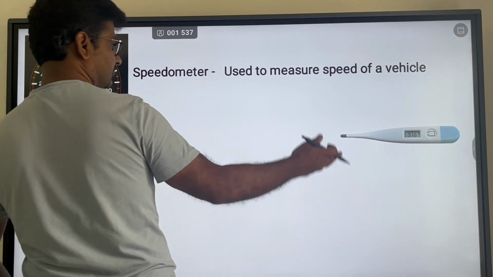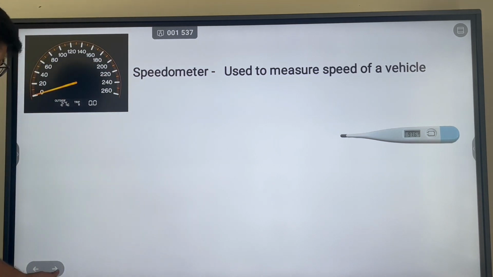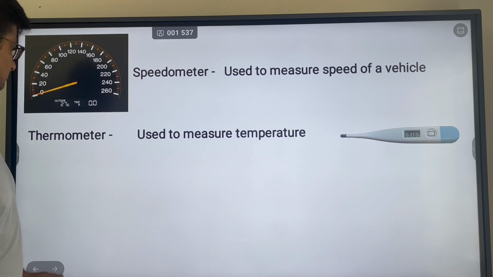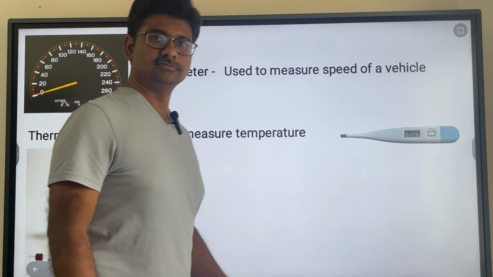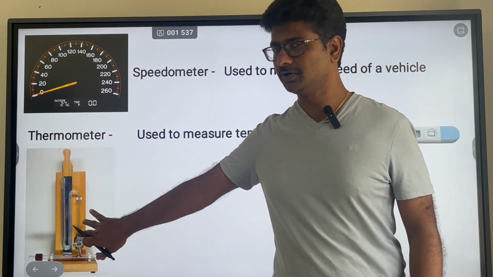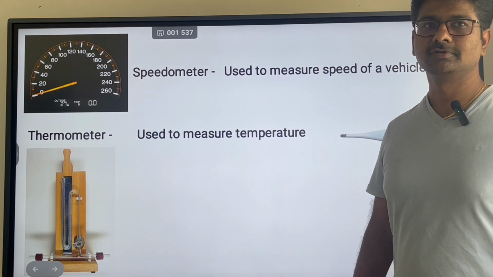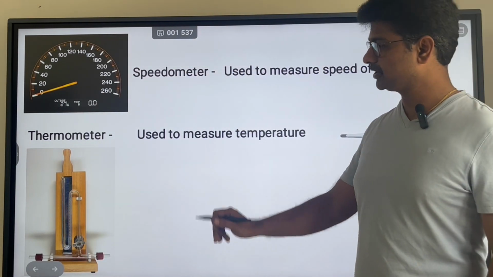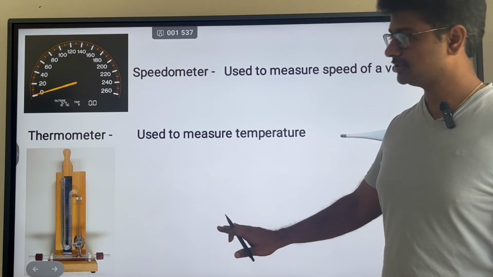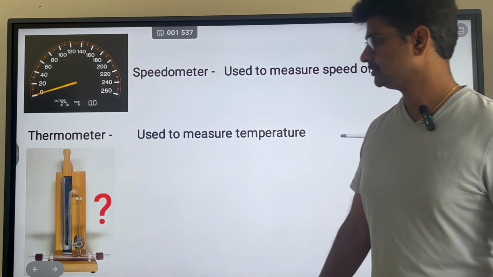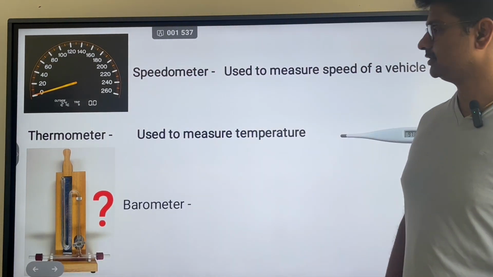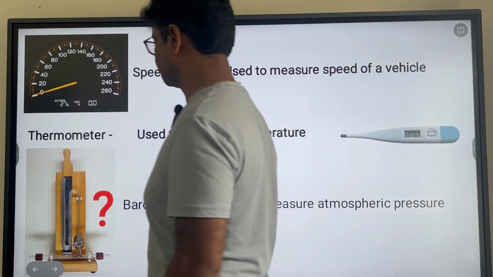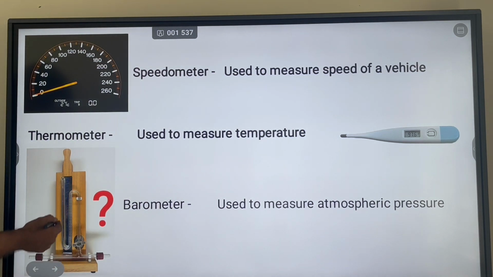So next, thermometer. It's a clinical thermometer used to measure temperature. So what is this one? Any idea what this is? This is a mercury barometer. What is the purpose of a mercury barometer? It measures the atmospheric pressure, right? It is a barometer which is used to measure the atmospheric pressure. So here mercury is filled in this.